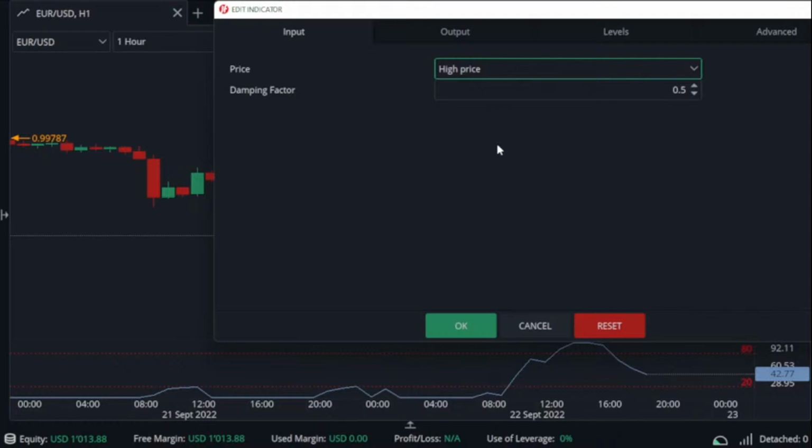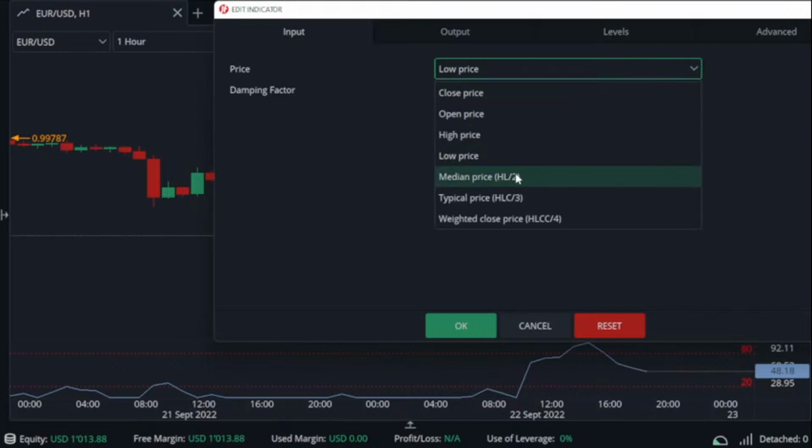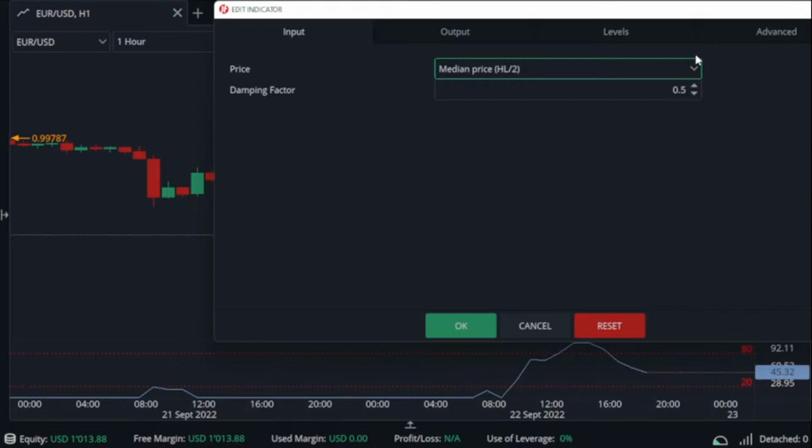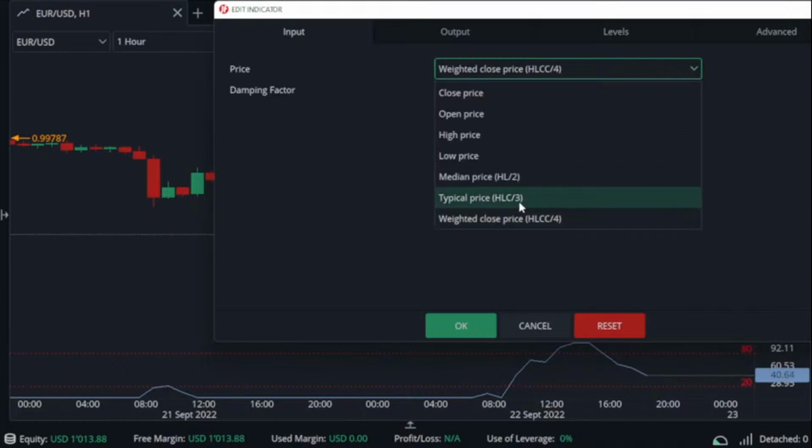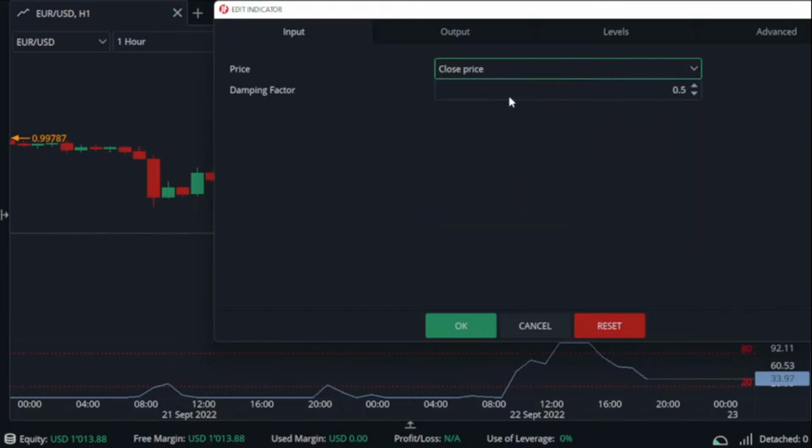When we use high price, we will see that it becomes a lot more responsive to upward price fluctuations. When we use low price, we will have a slightly different interpretation, and likewise with median price, typical price, and weighted close price. So all these price fluctuations have to be taken into consideration while making trading decisions. Here we use the close price.